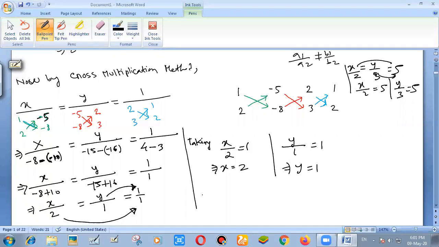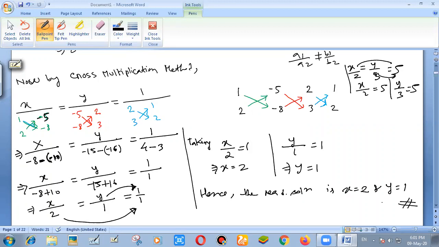So write down: hence the required solution is x equal to 2 and y is equal to 1.